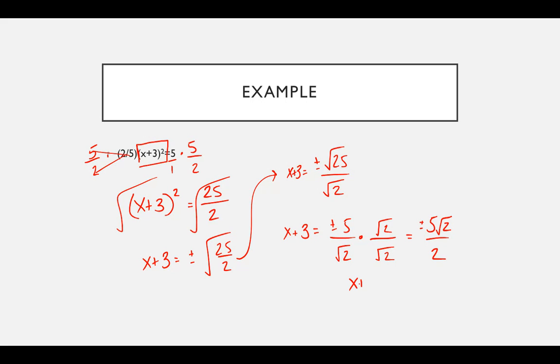So I have x plus 3 equals plus or minus 5 square roots of 2 over 2. I now need to subtract 3 from both sides. It's not, we'll call it a like term with this radical piece because of that square root. So I really have x equals negative 3 plus or minus 5 square roots of 2 over 2.